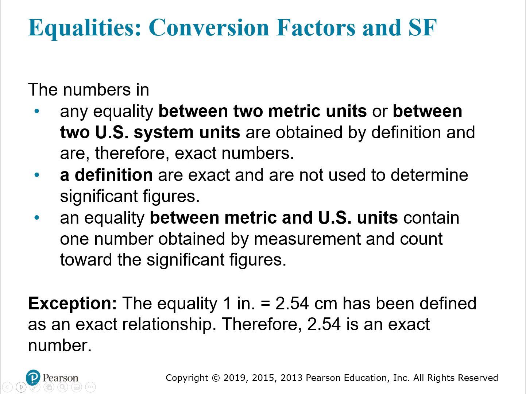Now let's talk about conversion factors and significant figures. If you have an equality that's got two units that are the same, so if we're talking two metric units or two US system units, we're talking about exact numbers. So the example would be 1 pound is equal to 16 ounces. Those are exact, okay?